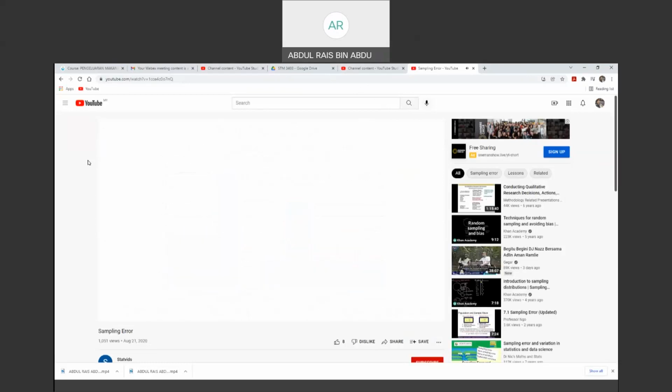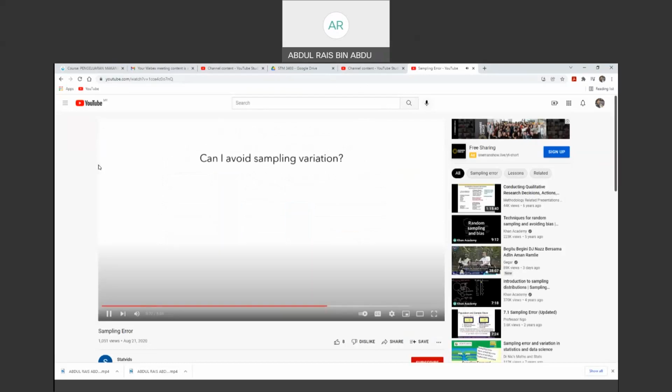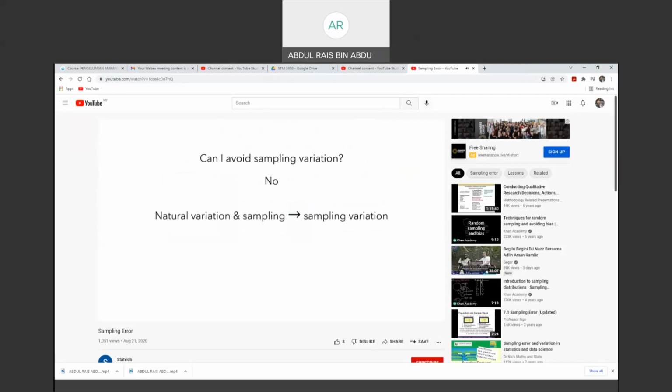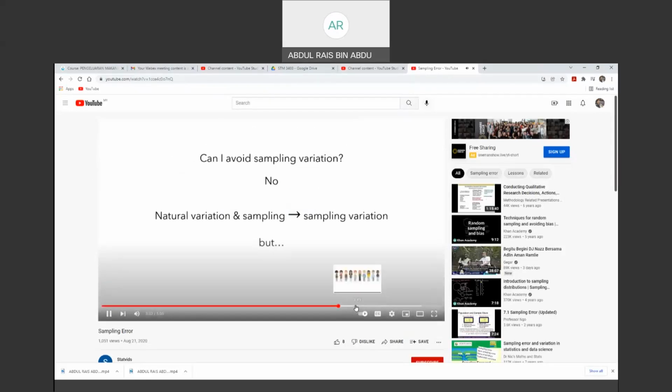You might be wondering whether you can avoid sampling variation. Alas, the answer is no. As long as there is natural variation in the population and you're taking a sample using a random process, then there will be sampling variation. But you can reduce the amount of sampling variation. Let's think about how to do this.